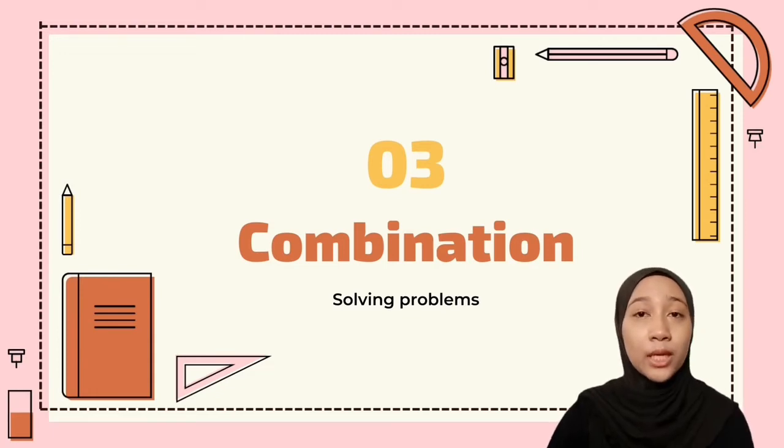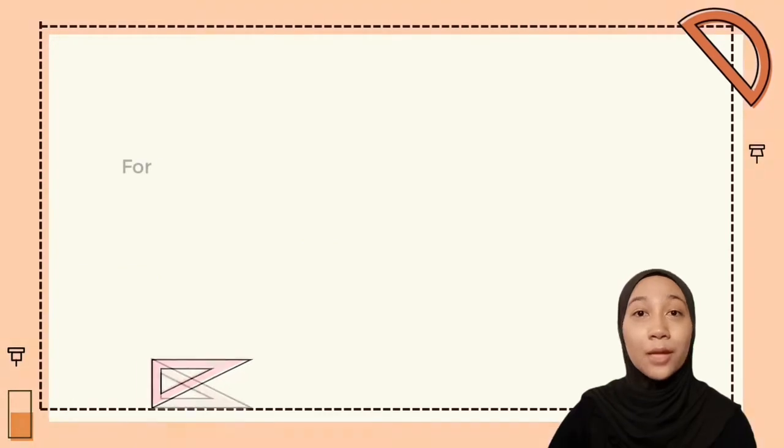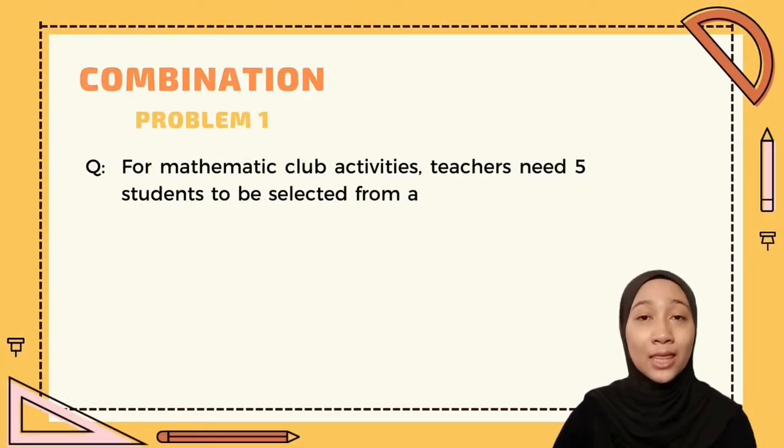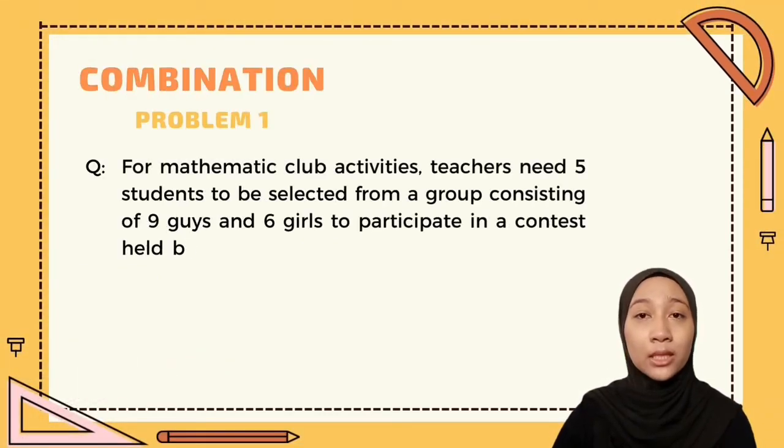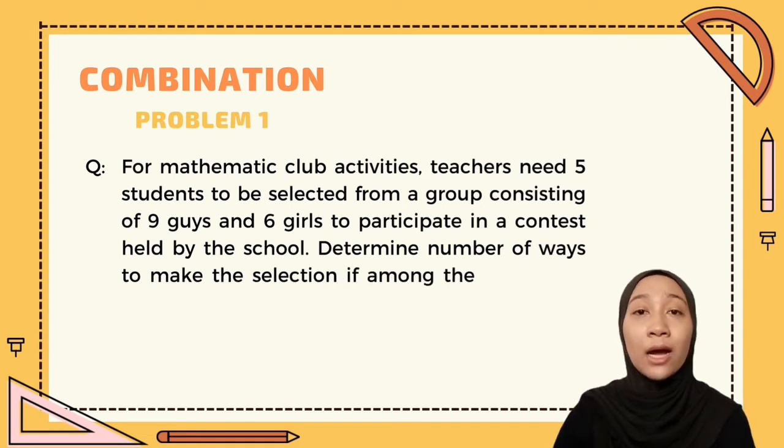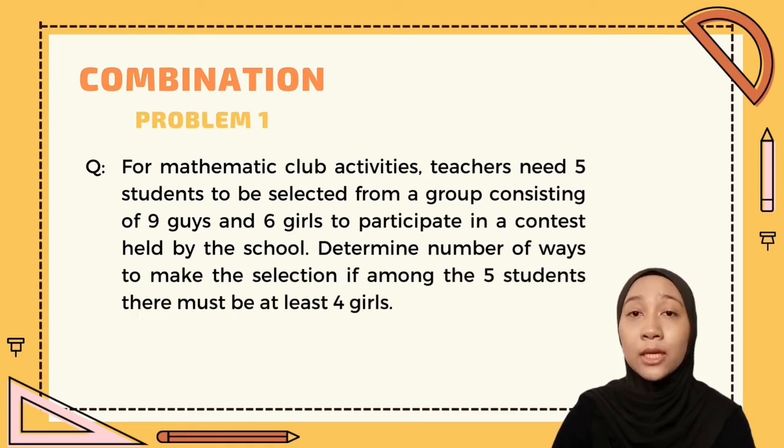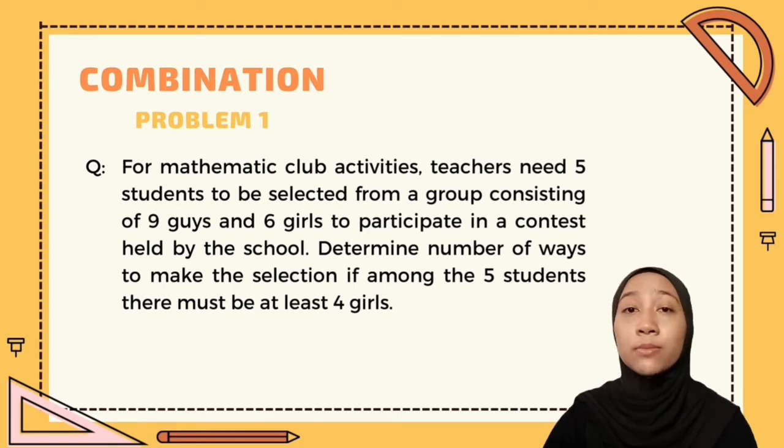Next, let's take a look at some problems for combination. Problem 1. It says that for mathematics club activities, teachers need 5 students to be selected from a group consisting of 9 guys and 6 girls to participate in a contest held by the school. Determine the number of ways to make the selection if among the 5 students there must be at least 4 girls.